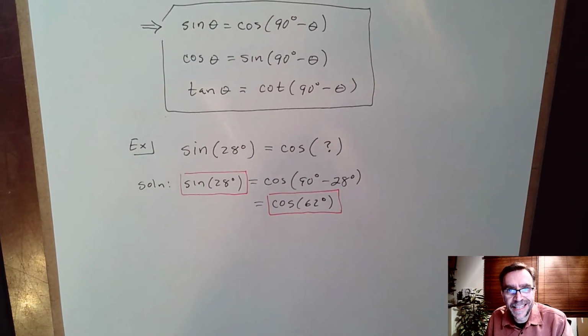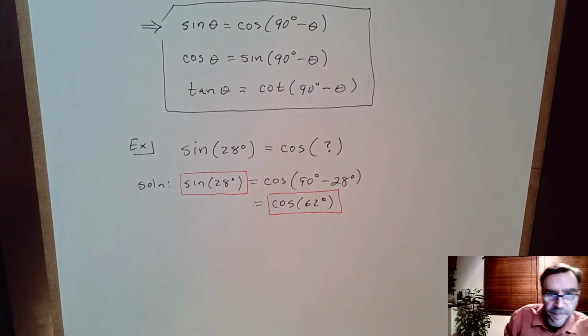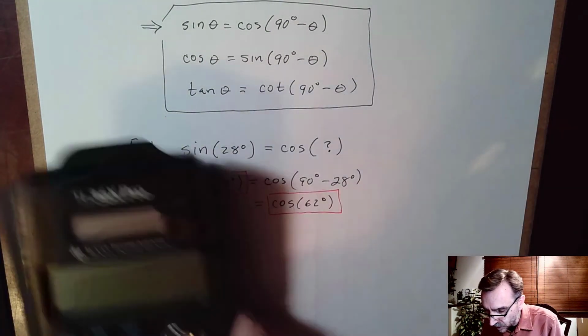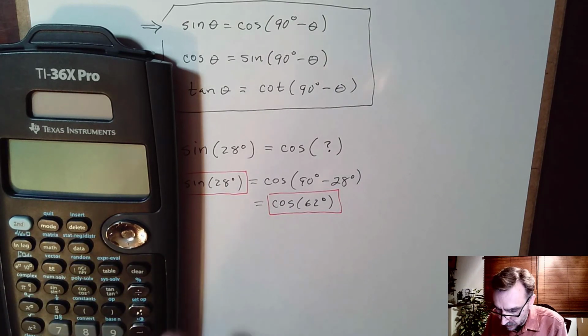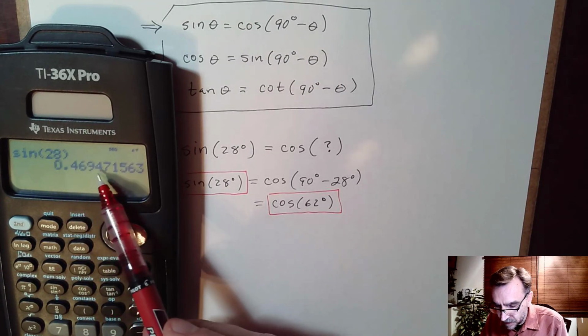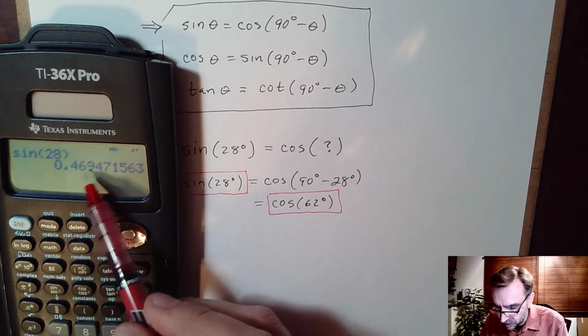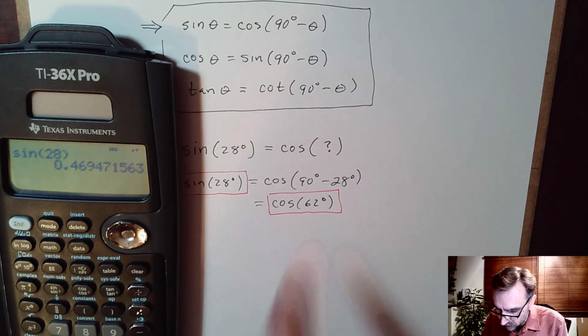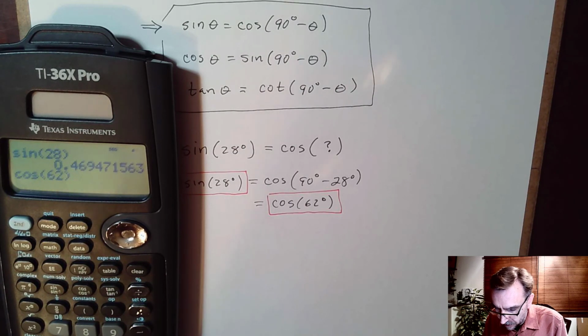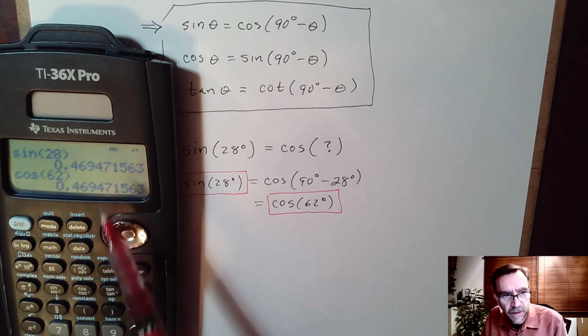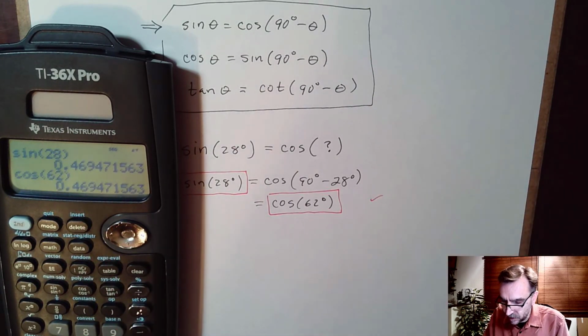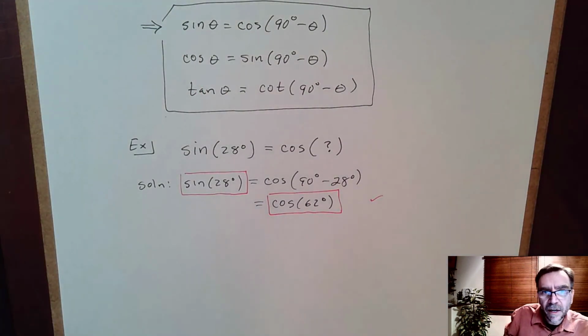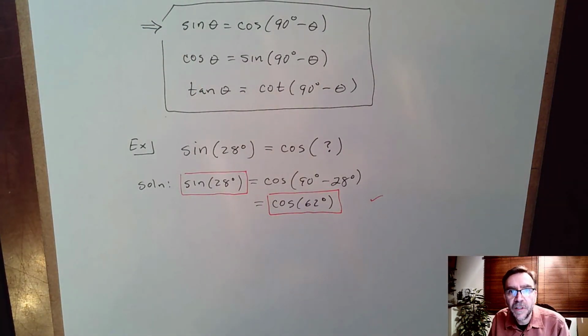Now we can actually test that out on a calculator and see if it's true. So we'll type in sine of 28, and we get 0.4694, right? Or 0.4695. And then we'll also type in cosine of 62. And those two ratios should be the same, and they are. Okay, so the cofunction theorem holds. Very good. All right, with that, we'll see you in the next section.